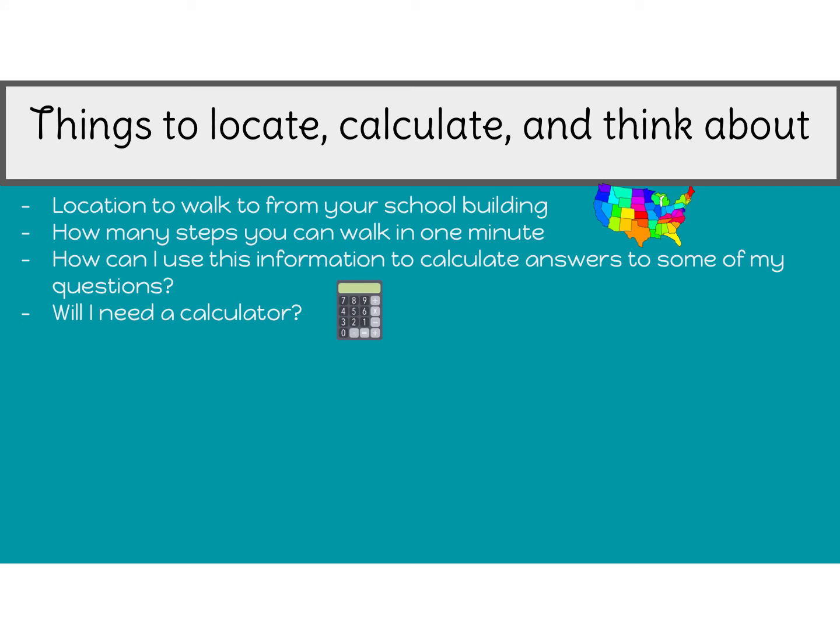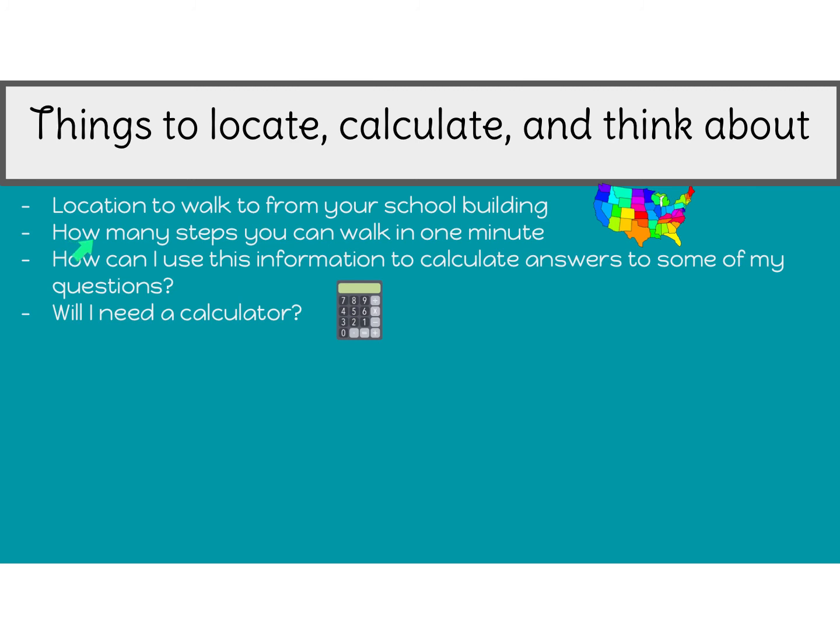As you get into the lesson today, some things that you're going to want to think about and locate and calculate. So that's why I have things to locate, calculate, and think about. We want to pick a location that we could walk to from our school building. So that means probably going to need to get our hands on a map of the town where we live. And we're going to use that to pick a location, hopefully somewhat close to your school building.